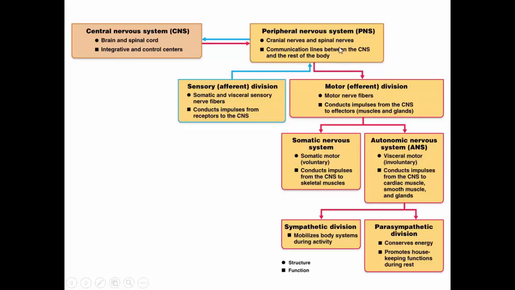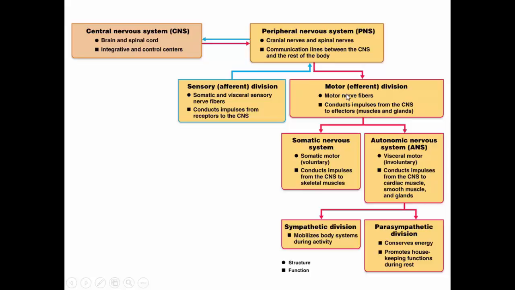We still have the cranial and spinal nerves as the structures, but we have the sensory division, which takes care of input. That input is sent to the central nervous system for integration. The central nervous system sends output to the peripheral nervous system, which goes to the effectors. We have both somatic fibers, which pick up external stimuli, and the visceral fibers that pick up internal stimuli.